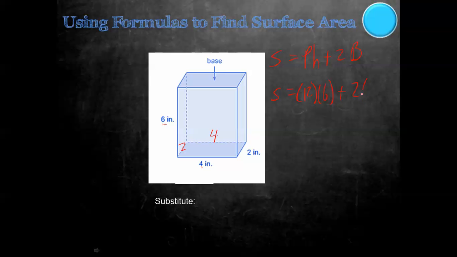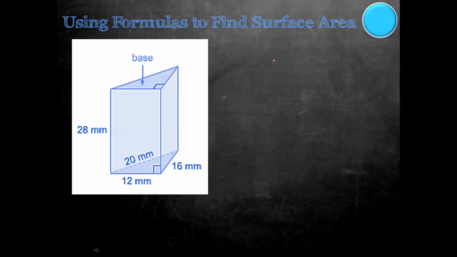Then we have 2 times the area of the base. If we notice here, our base is a rectangle. In a rectangle, area is length times width. So we take 4 times 2, which is 8. So now we take 12 times 6, which is 72, and we add it to 16, and we get 88 inches squared. So that would be your answer.